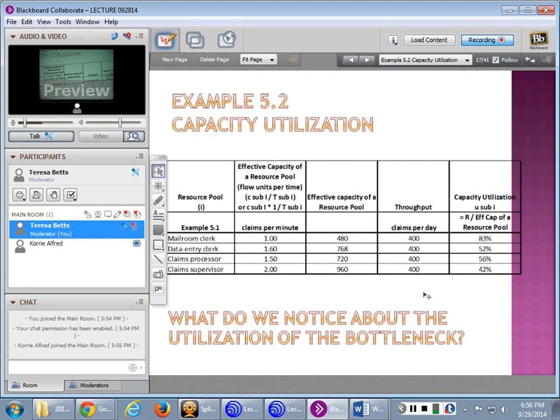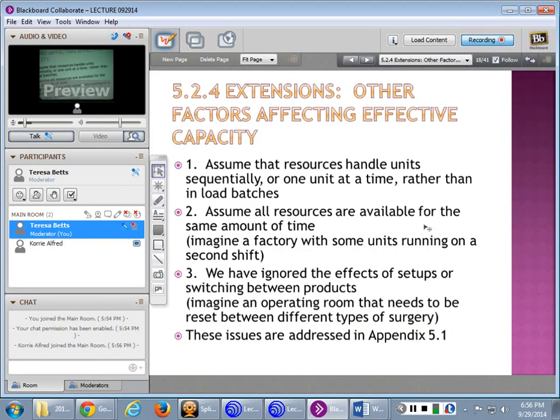So what do we notice about the utilization of the bottleneck? Which resource pool was our bottleneck? Mailroom clerk. Okay, so our mailroom clerk was our bottleneck. What do we notice about the utilization of the mailroom clerk in comparison to the other resources? Yeah, it's the highest utilization, and that's typically what you're going to see. So basically the supervisor's not doing anything. Like in all cases. Now, someday when you're a supervisor, you might see that slightly differently, but I can appreciate the sentiment. Okay. What other factors affect capacity?